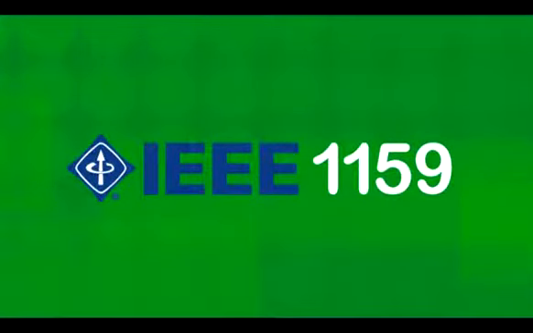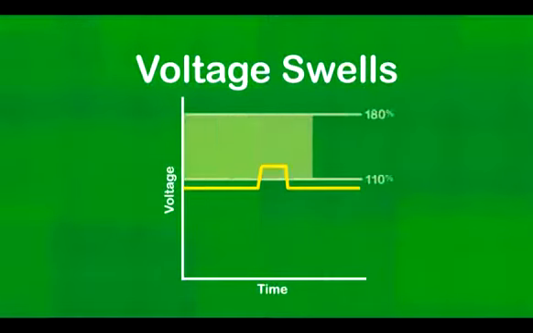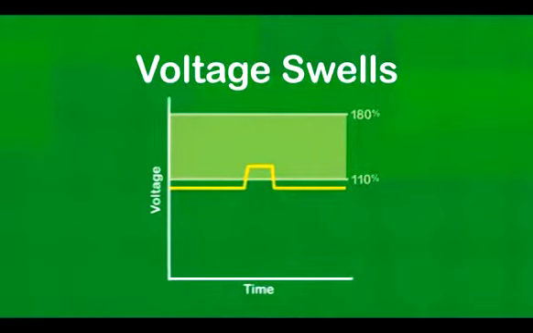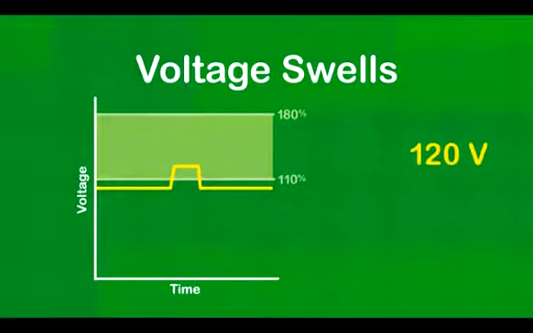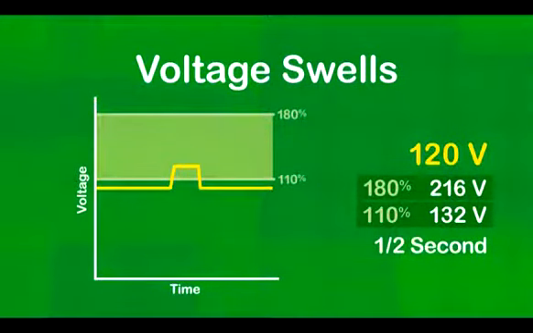Voltage swells are less common. IEEE 1159 defines instantaneous voltage swells as having magnitudes from 110% up to 180% of the rated nominal voltage. This means a voltage swell on a 120 volt rated electrical system is defined as an event ranging from 132 volts up to 216 volts for a duration of up to 1/2 a second. Temporary voltage swells may last as long as 1 minute.